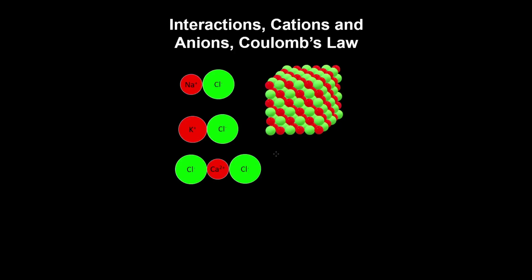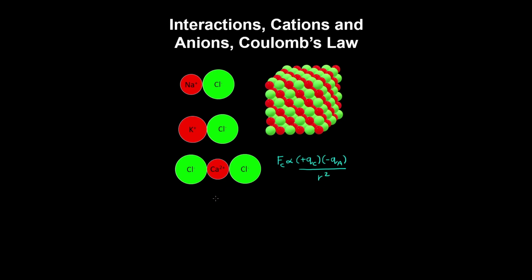We can understand the strength of the interactions between cations and anions using Coulomb's law. So the Coulomb force in this context is proportional to the positive charge of the cation and the negative charge of the anion, and inversely proportional to the squared distance between them.